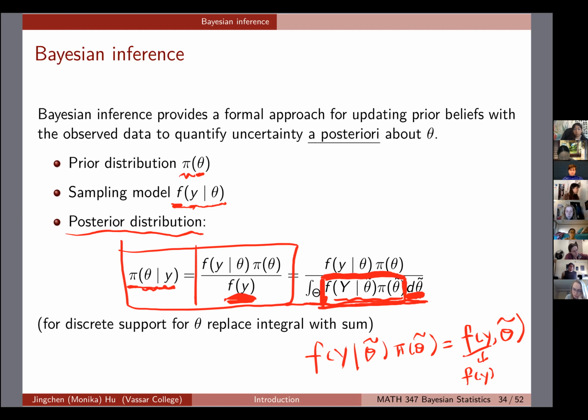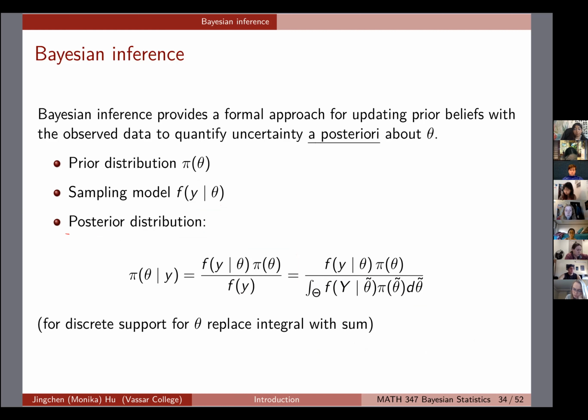And if you're working with discrete support for theta, just like the toy example that we have with the breast cancer screening, we were not using integration, but a summation, because that is a discrete support for theta. We'll see more examples as we go along, but this is the general framework of how we use the notation pi, f, and pi again, for the prior as well as the posterior. But the prior is usually a marginal and the posterior is always a conditional. So that is the main difference between them.